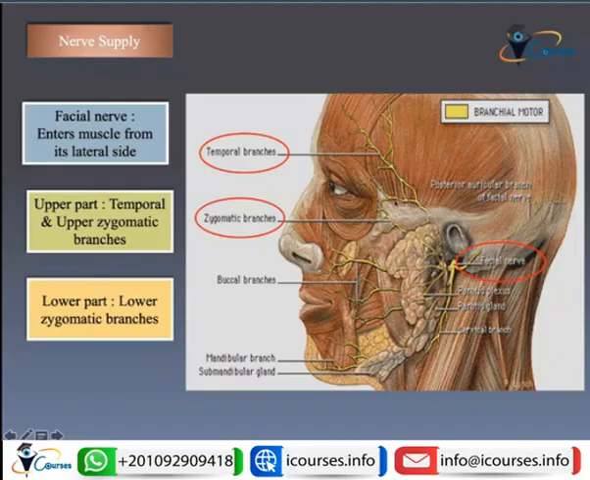Of these branches, only the upper two, the temporal and zygomatic, are responsible for supplying the orbicularis oculi. So the upper part is supplied by the temporal branches and the upper zygomatic branches, while the lower part of the orbicularis oculi is supplied by the lower zygomatic branches. That's why if the patient has a facial palsy, they will have what is called lagophthalmos, or exposure of the eyeball from inability to close the eyelids.